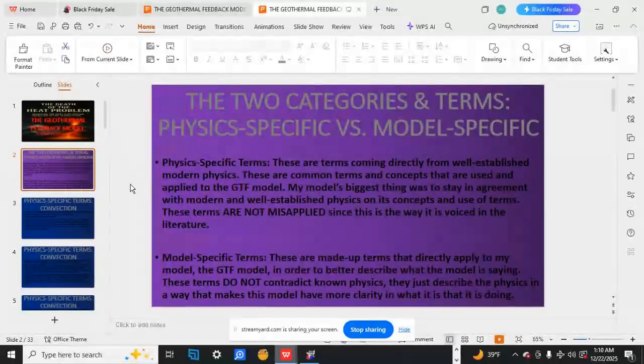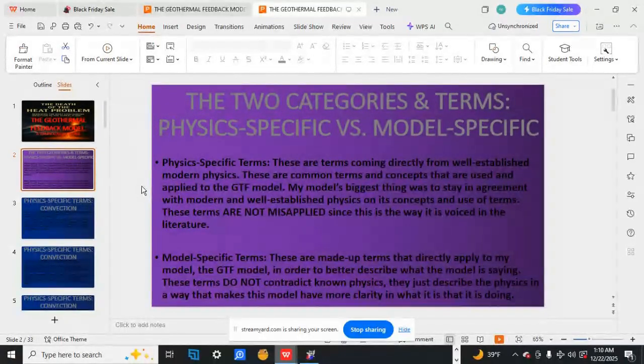I am not in any way misapplying these terms of physics to make them fit my model or anything like that. Model specific terms are made up terms that directly apply to my model, the GTF model, in order to better describe what the model is saying. These terms do not contradict known physics.